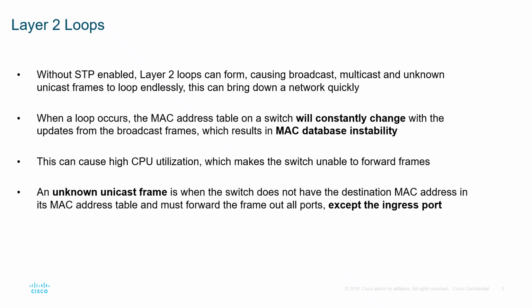Remembering that an unknown unicast is a unicast, so it is going to one destination, except that destination is unknown. When a destination is unknown and not in a MAC address table, then again, it acts as kind of a broadcast, and it gets sent out to everyone that is attached to a port on the switch, except again for the ingress.